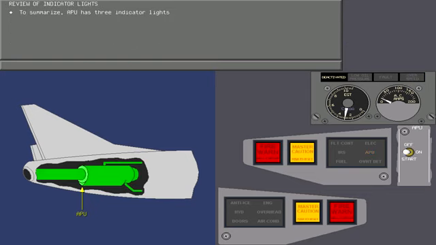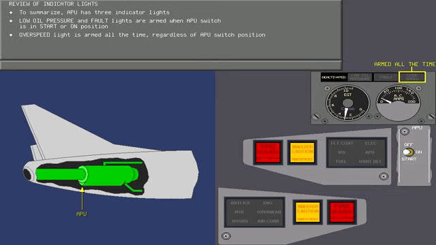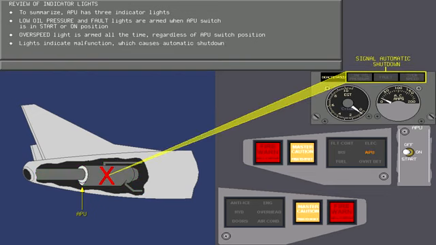To summarize, the APU has 3 indicator lights. The low oil pressure and fault lights are armed when the APU switch is in the start or on position. The overspeed light is armed all the time, regardless of the APU switch position. In addition, if any of the 3 lights indicate a malfunction, the APU will automatically shut down.